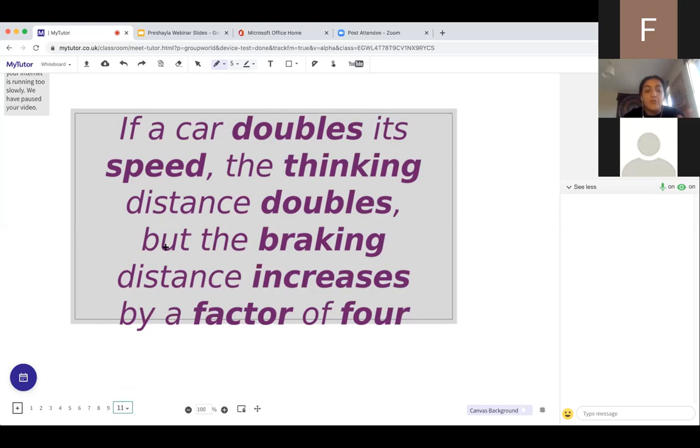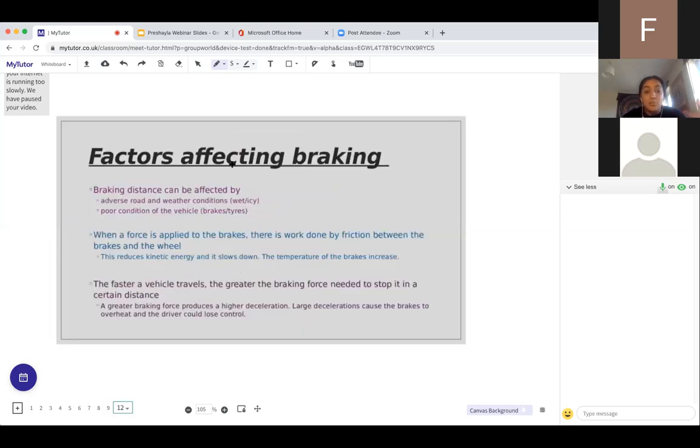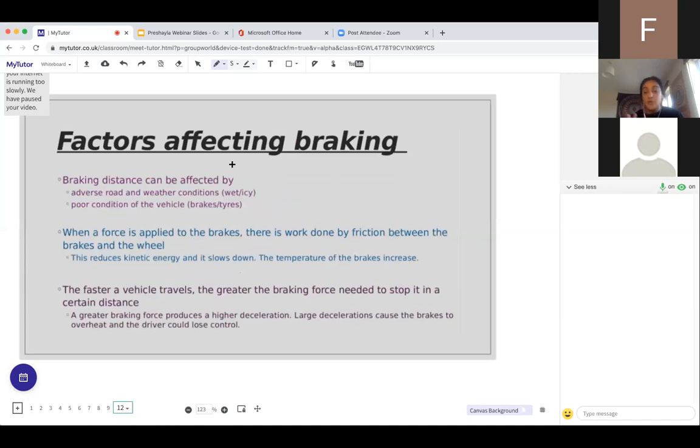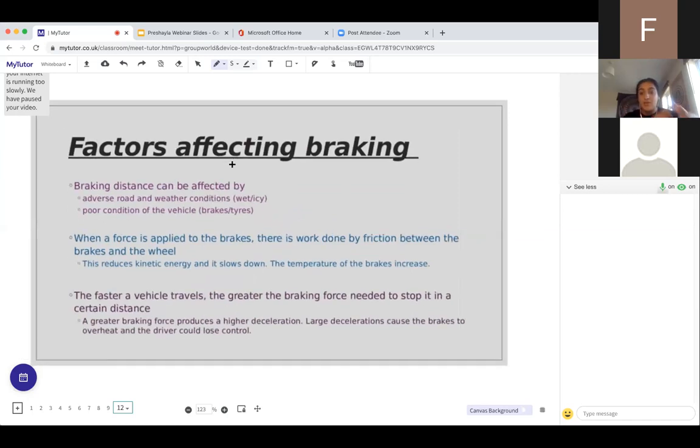Okay, so what factors affect braking distances? So we're not talking about thinking distances anymore. The factors that affect thinking distances are tiredness, reaction time, drugs, alcohol, distractions. The factors that affect braking distances are the road and weather conditions. So is the road kind of gritty? Is it really smooth? Is it an icy condition? Is it wet? That's going to affect our braking distances.